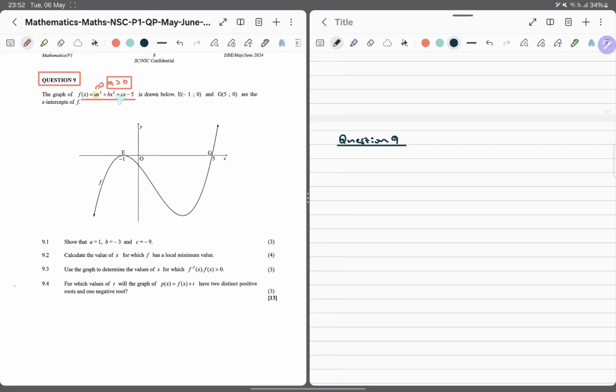So the b doesn't really say much, but what we can say here is that technically the -5, the constant, is always the y-intercept. So this one is here.